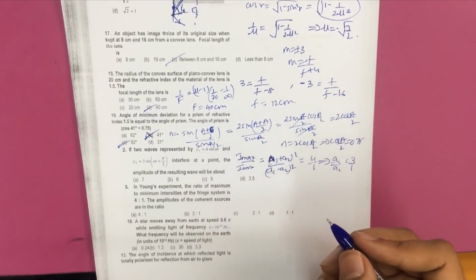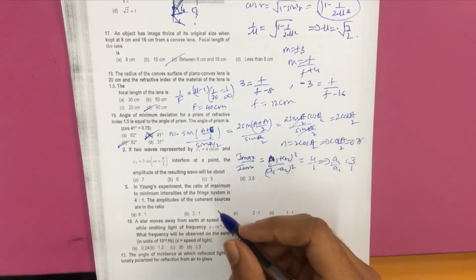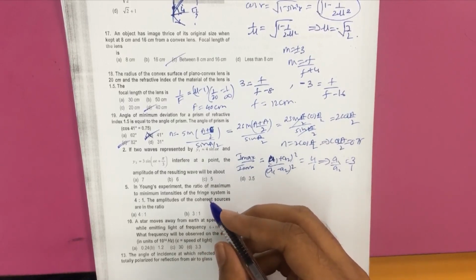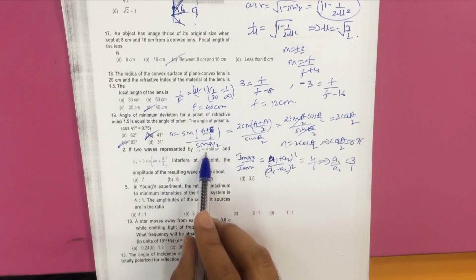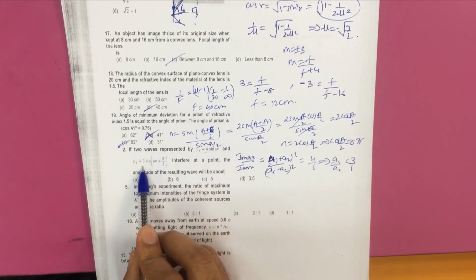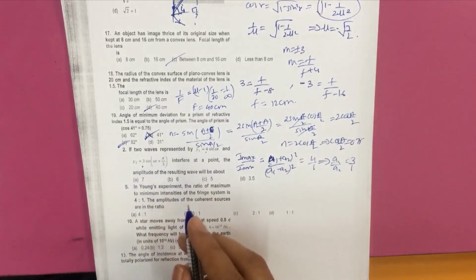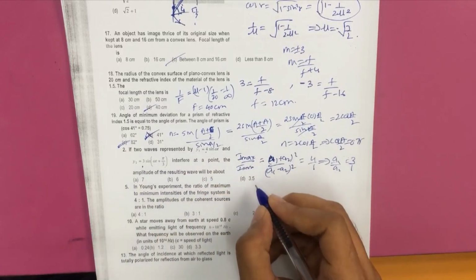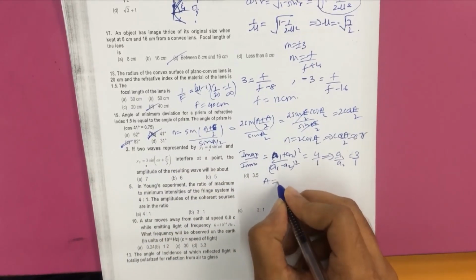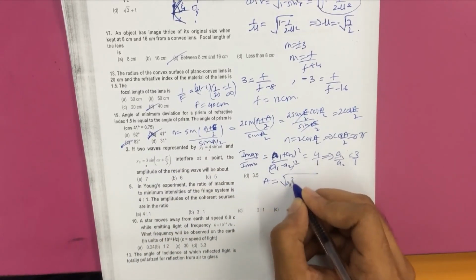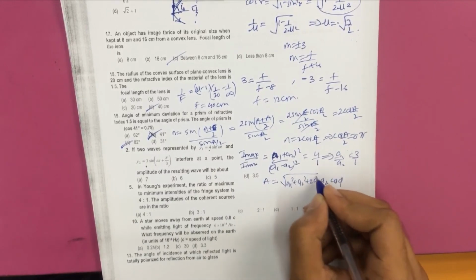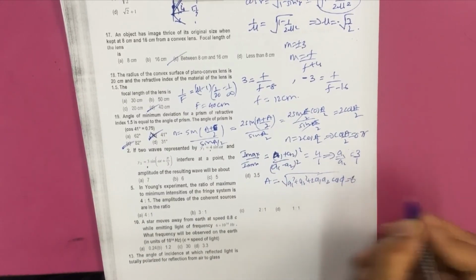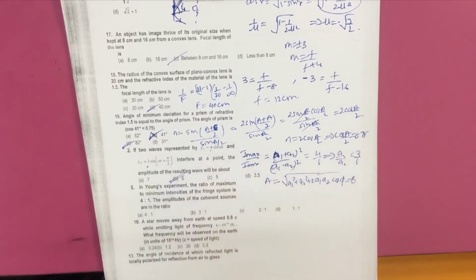Here, amplitude 1 is 4, amplitude 2 is 3, and the phi value is pi by 3. So the resultant amplitude would be given by the square root of A1 square plus A2 square plus 2 A1 A2 cos phi, which will come out to be approximately 6. So the correct answer will be option B.